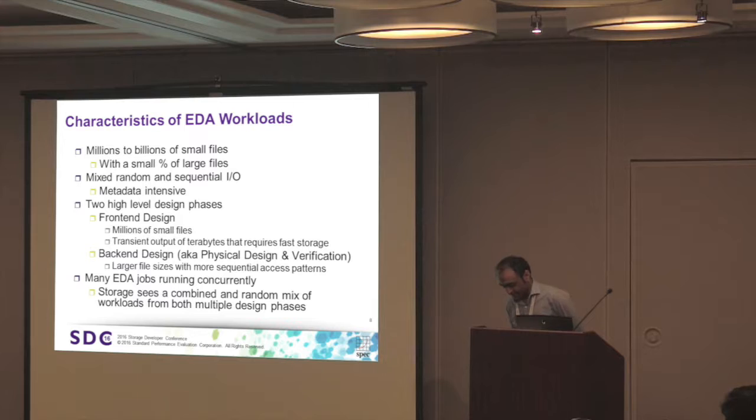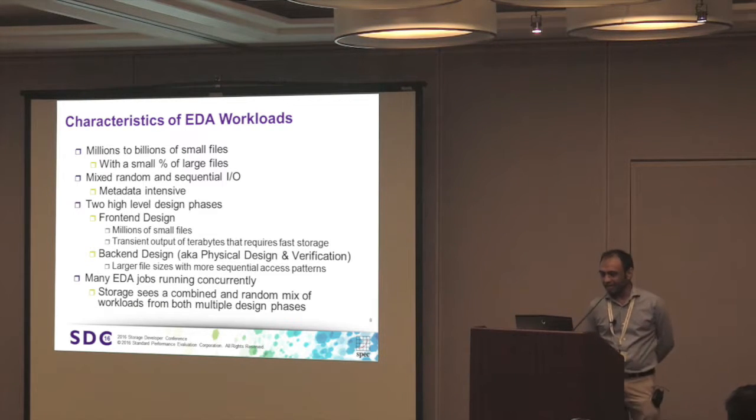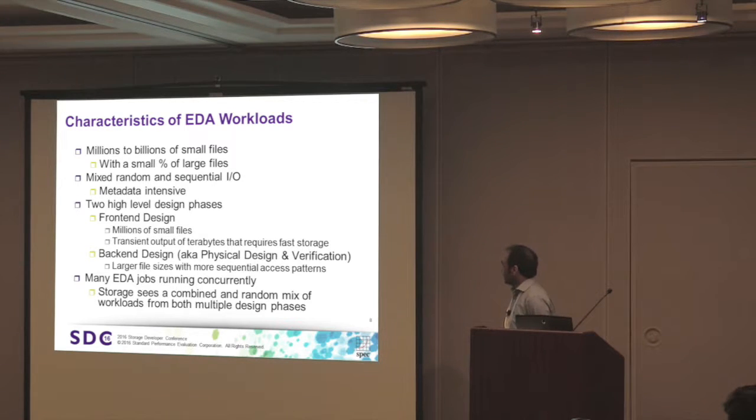What we did is we divided up the design phases into two high-level design phases, front-end design and back-end design. This is how it's actually carried out and known in the industry as well. And what we're going to do is represent the workload and the storage characteristics of the workload by associating with the high-level design phases as well. The front-end design phases is where you have millions of small files. The back-end design phases is where you get the larger files.